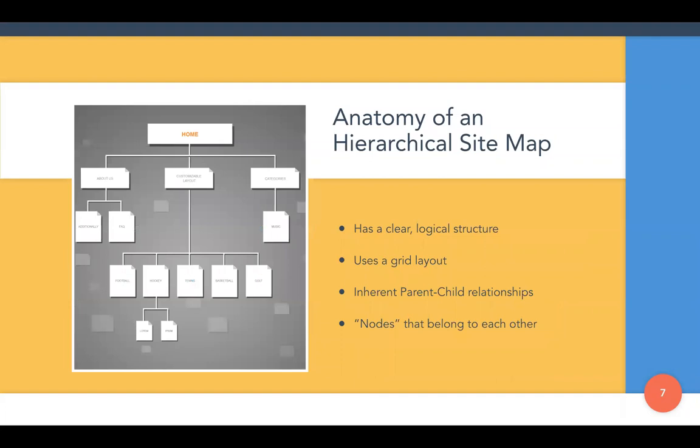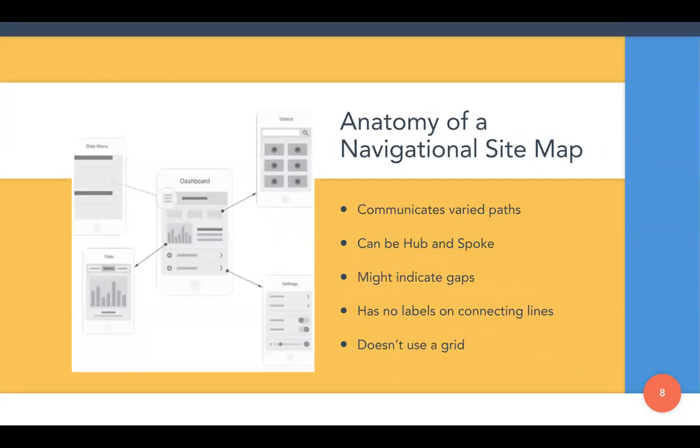Sitemaps can be hierarchical. When you look at a document and you see that it has a clear logical structure, that it pretty much forms a grid layout, you could make the relationship between parent and child objects. And if nodes seem to be chunked and belong together, you could probably be sure that this is a sitemap that is hierarchical. Another type of sitemap is navigational, and this could be hub and spoke.